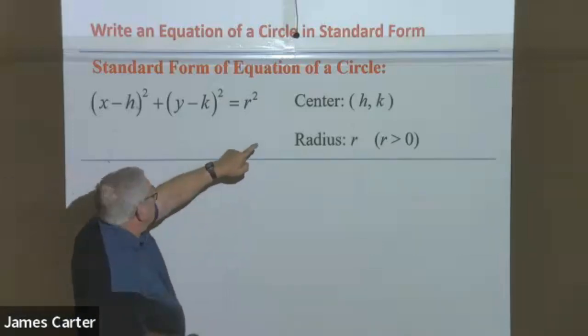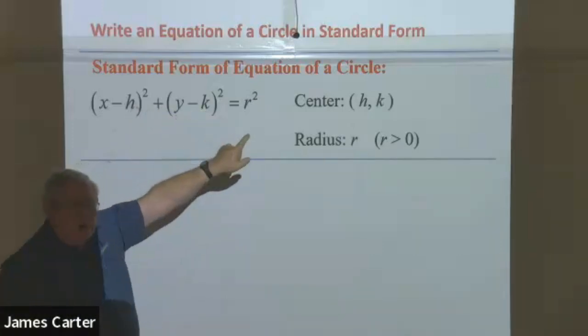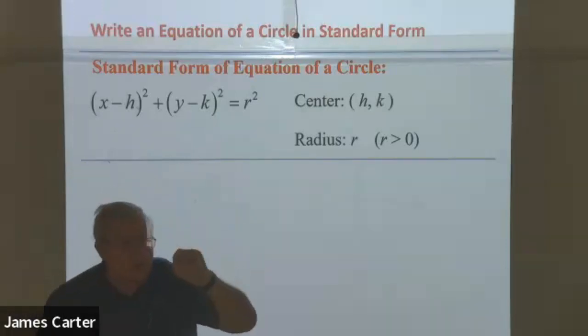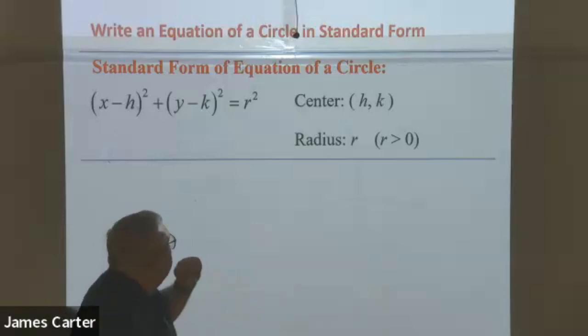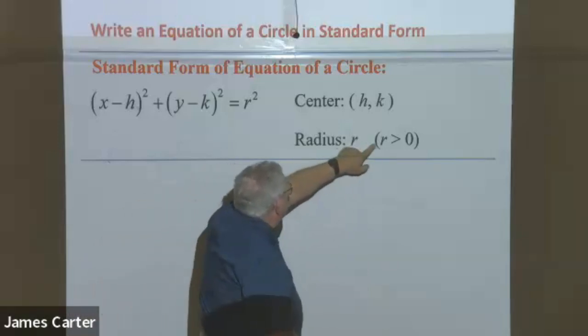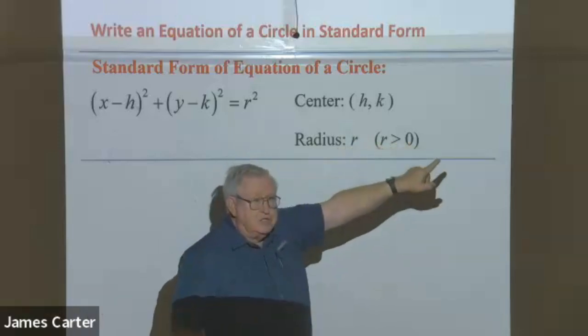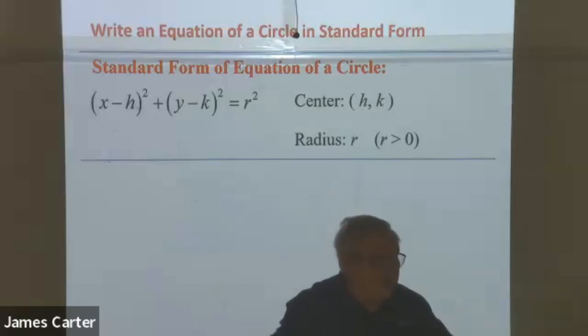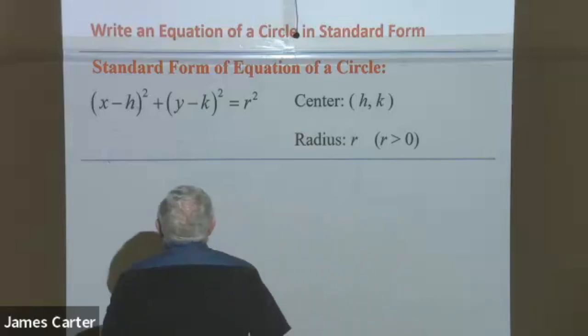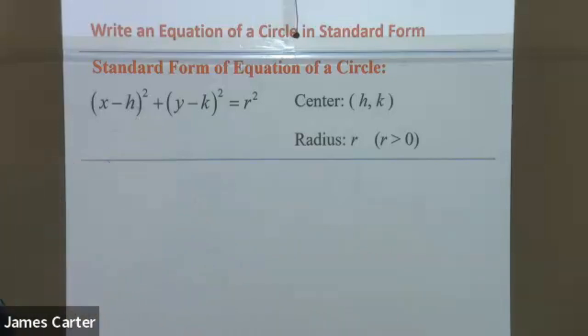Now, h and k are the coordinates of the center point of the circle, where they drove that stake in the ground. Now, r stands for the radius, and it has to be bigger than 0. That's why we don't use a plus or minus, because the distance can only be measured positively. So using this formula then, we can write the equation of a circle if we know the center and if we know the radius.